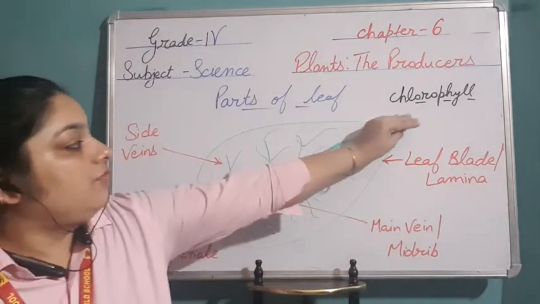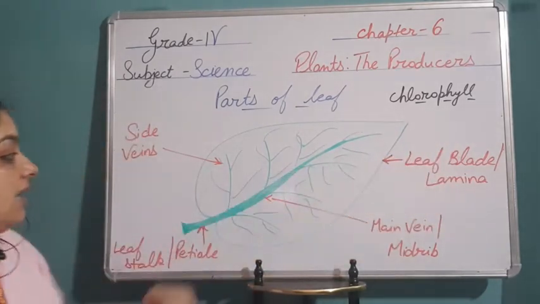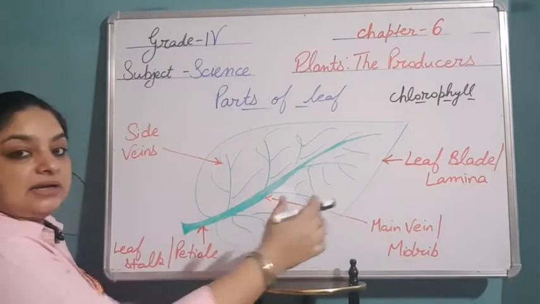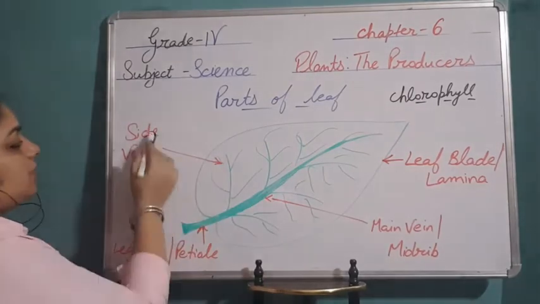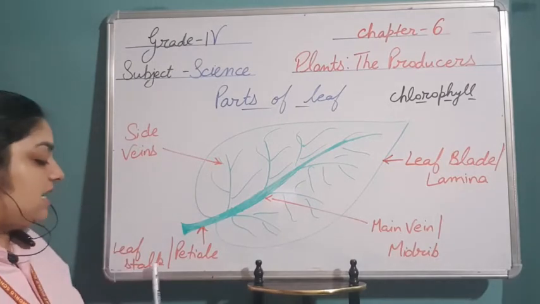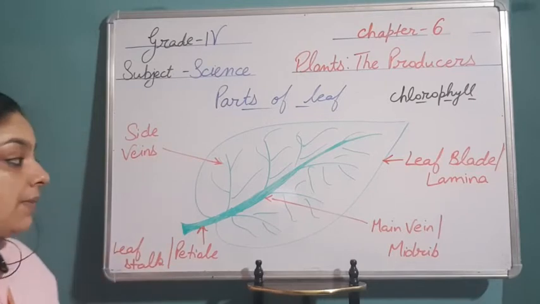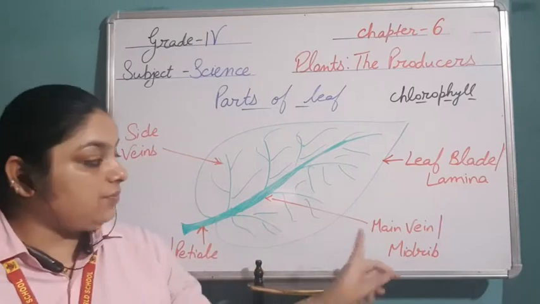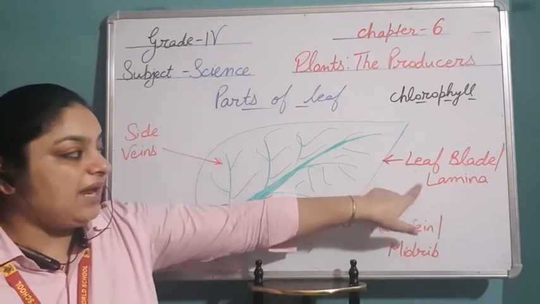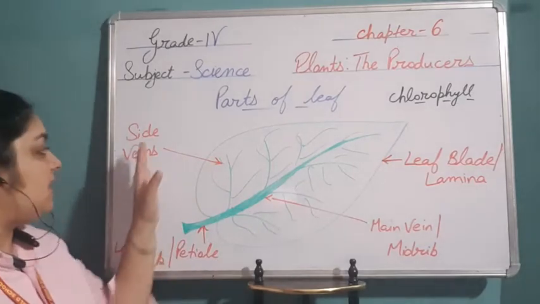After this, the flat part of the leaf is known as leaf blade or lamina, and there are small lines, a network of lines starting from the center line and going outwards. Those lines are known as side veins. So the different parts of the leaf are, first, leaf stalk or petiole, the part with the help of which the leaf is attached to the plant. After this, the center line we call main vein or midrib. The flat part of the leaf is known as leaf blade or lamina, and the small lines on the leaf we call side veins.